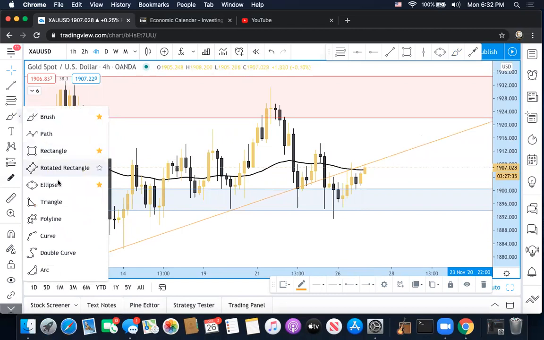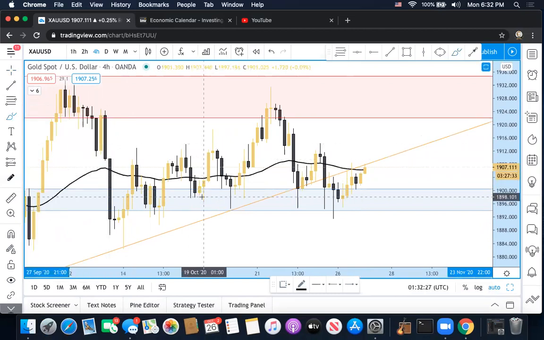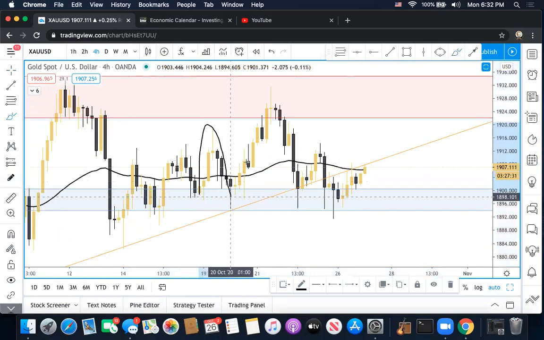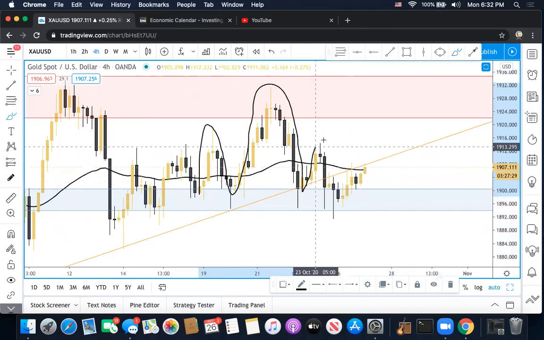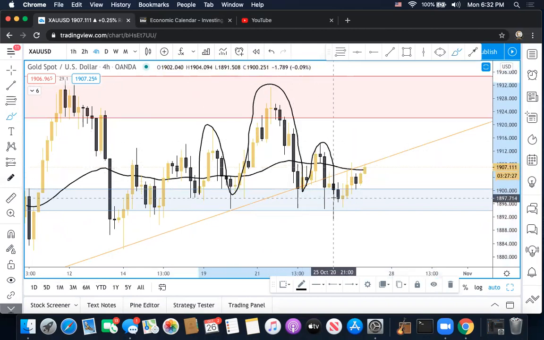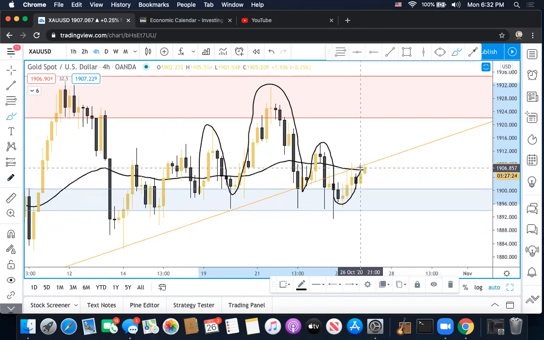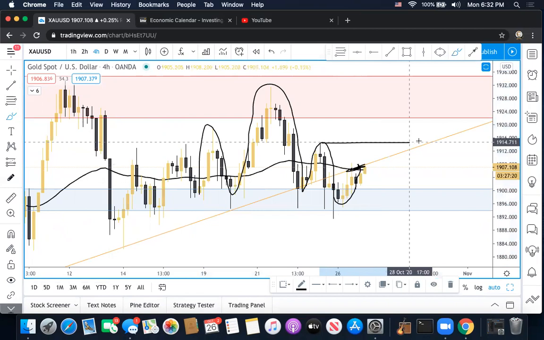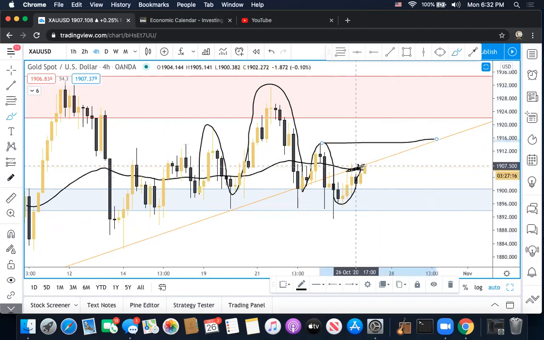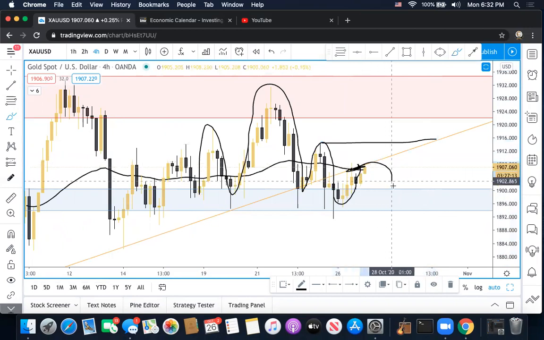Some would say we have a possible head and shoulders: shoulder, head, shoulder. But even with this, the market pushed up and it's retesting this trend line area. So if the market cannot break above this area right here around 1915, if it fails to break above that resistance, then more than likely we're going to see a move back down to the downside.